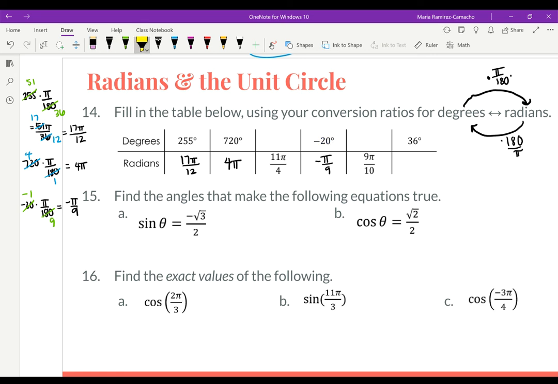Okay, last but not least, 36 degrees. 36 times pi over 180. 36 goes into 180 5 times, and it goes into itself once. Again, if you're maybe not jumping to the greatest common factor, you can start small. You can start with dividing the 36 and the 180 by 3 and then work your way from there. But our fully reduced answer here would be pi over 5.